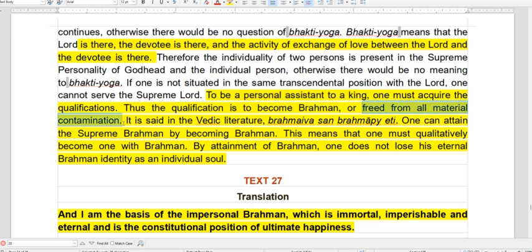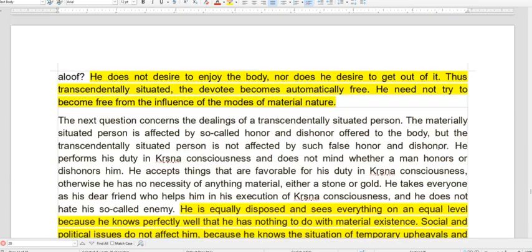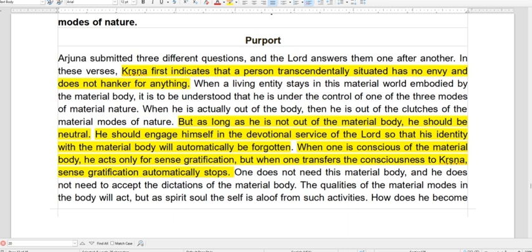all material contamination. See, there are two qualifications that are required to be a personal assistant of the king. When we read it, what is that? No envy and does not hanker for anything. Can you explain this with the concept of this personal assistant and king? He should not have envy of the king and he does not hanker for anything.